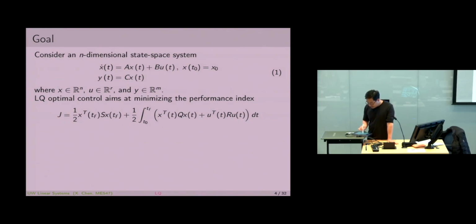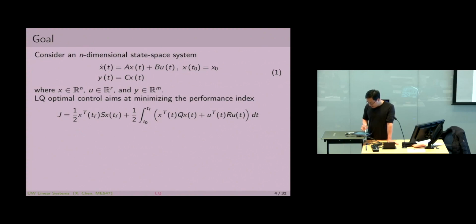We say, given an n-dimensional state space system, x dot equals Ax plus Bu, y equals Cx with some initial conditions, the system can be multiple input and multiple output. It can have r inputs and m outputs, no problem. The problem of LQ treats them equally well. They all try to minimize this cost function.